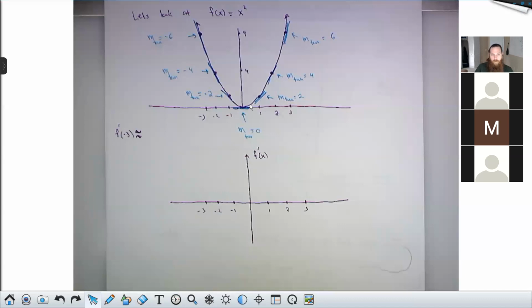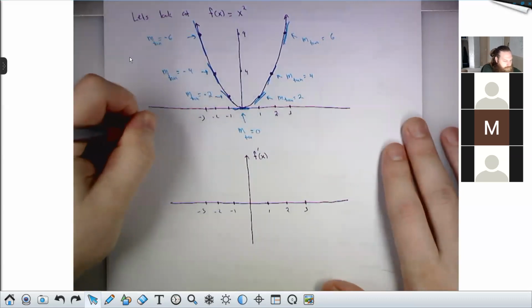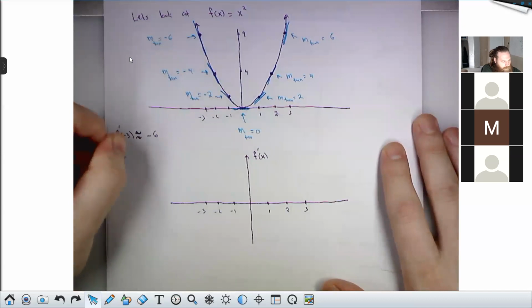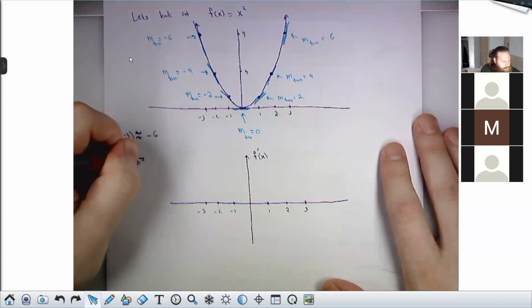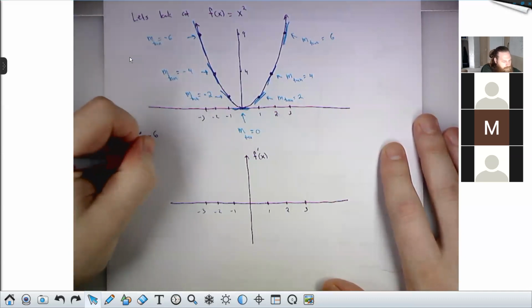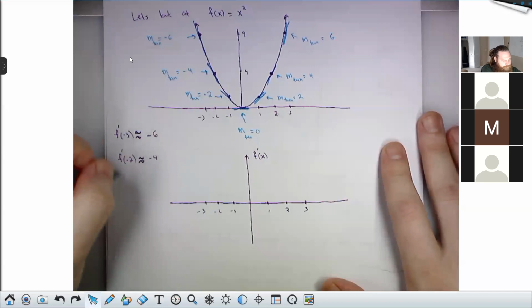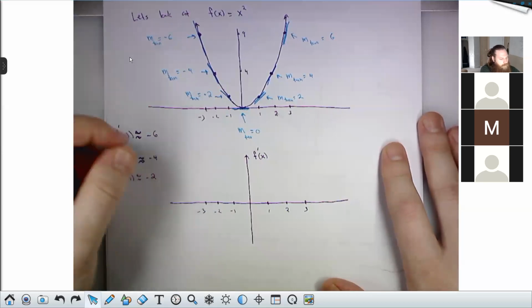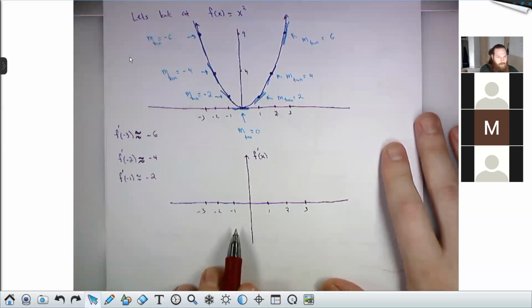-6. Very good, right? f prime of -3 should be the slope of the tangent line to f of x at x equals -3. So that's the slope of the tangent line right here, which we said should be -6. f prime of -2, similarly, approximately, we're guessing, should be approximately -4. f prime of -1 should be approximately -2. So some points that are on the graph of f prime.